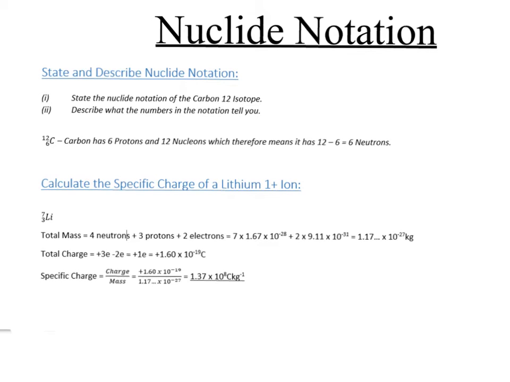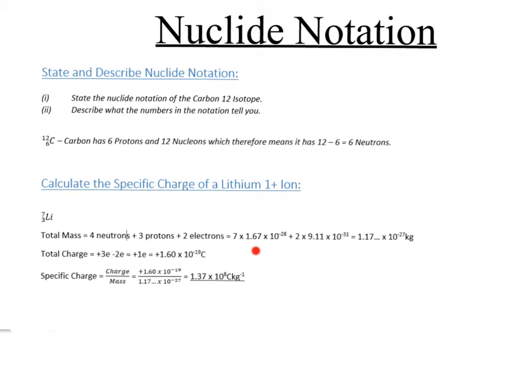In terms of calculating the specific charge, I said earlier that that was the charge divided by the mass. So you start off with the nuclide notation. We want to do it for a lithium 1 plus ion. So the nuclide notation for lithium looks like this. So there's 3 protons, 7 nucleons, therefore 4 neutrons. So to get the total mass, you've got 4 neutrons, 3 protons and 2 electrons. There would be 3 if it was a lithium atom, but it's lost 1 electron to become a 1 plus ion, so there are now only 2 electrons.